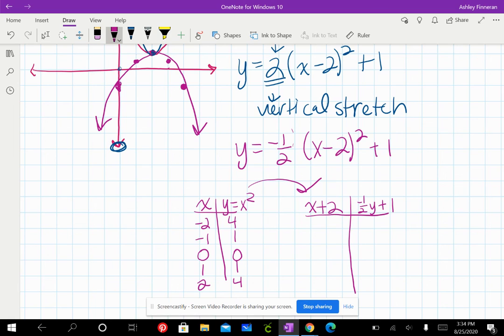So we transform these points. I take each of my x values and add 2. -2 plus 2 is 0. 1, 2, 3, and 4. And then multiply by -1/2 and add 1. 4 times -1/2 is -2. Plus 1 is -1. And if you look back at the graph, that's what I just had graphed. So -1/2 plus 1 is 1/2. Again, that's what was on my graph. 0 times -1/2 plus 1, and then keep going to fill in the table.